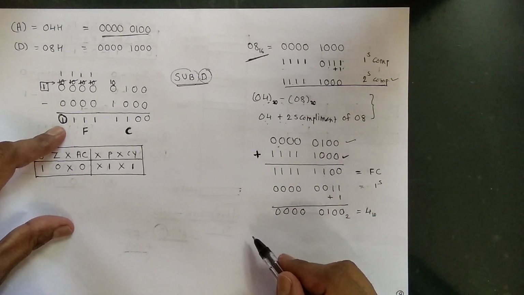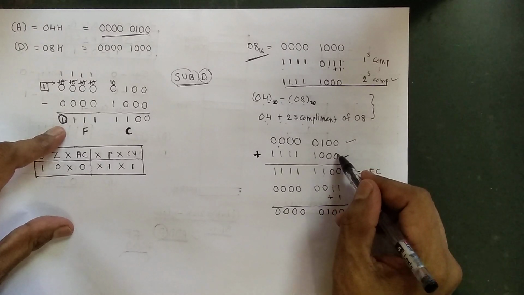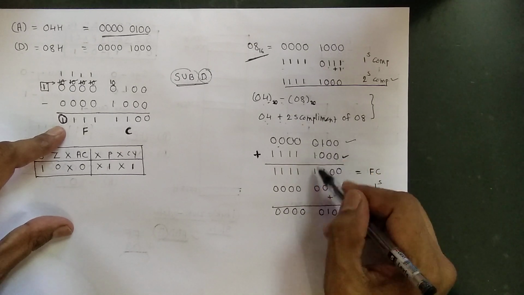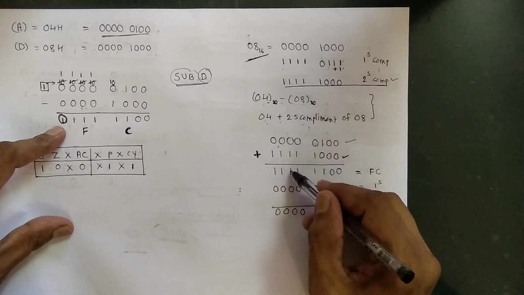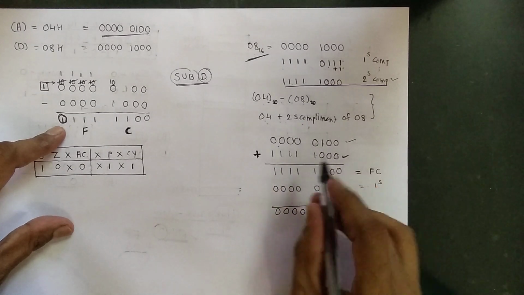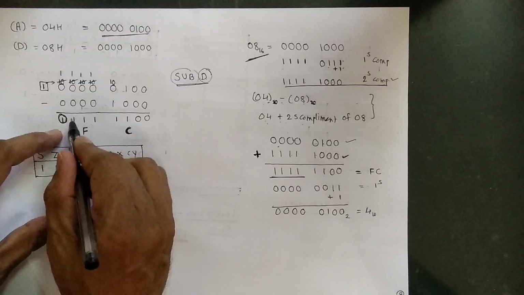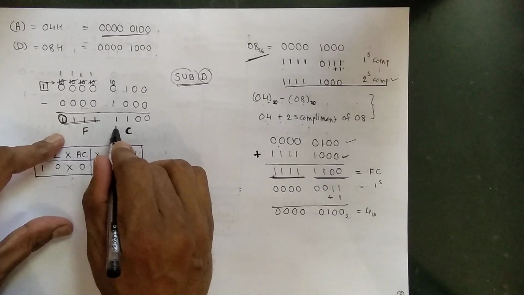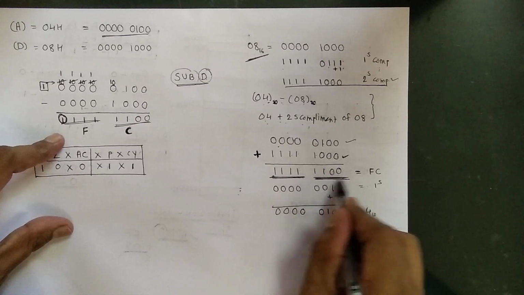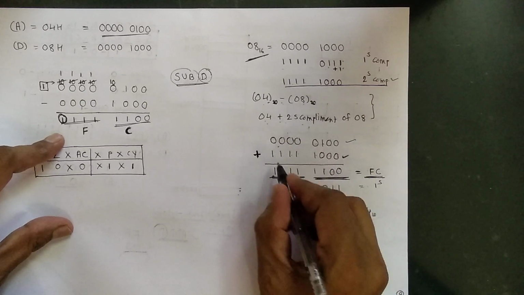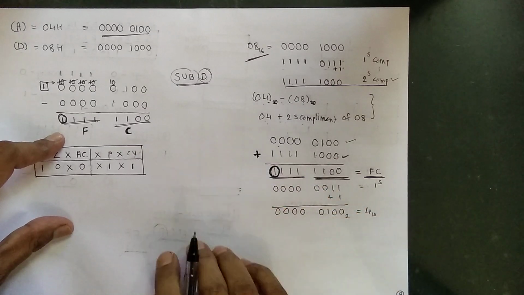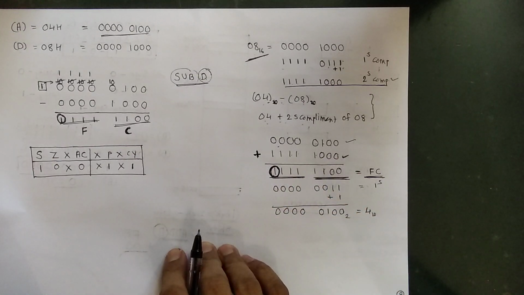Perform the addition. 0 plus 0, 0, 0 plus 0, 0, 0 plus 1, 1, 1 plus 0, 1, 1 plus 0, 1, 1 plus 0, 1, 1 plus 0, 1, 1 plus 0, 1. 4 times 1, 1, 1, 0, 0, 1, 1, 0, 0. You are getting the same answer, FC. Here, most significant bit is 1, which we studied in 11th standard. When most significant bit is 1, the answer is negative.